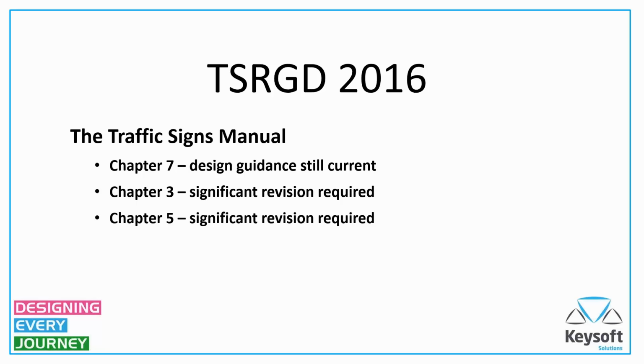And also some changes, we'll have a look at a couple of pages to do with cycle reservoir markings. So Chapter 5 on road markings again will need some revision there. But we're not sure when they will actually be published. We may have to wait perhaps until 2017 for these.